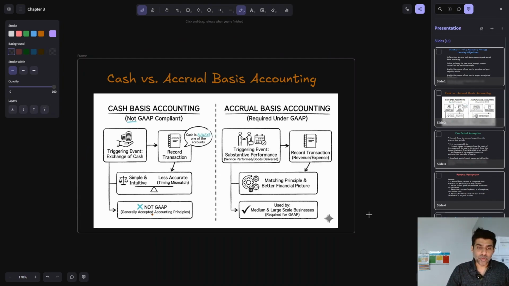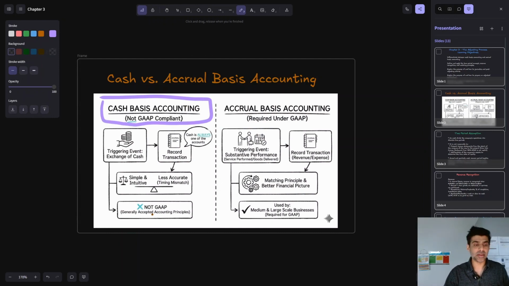Cash basis versus accrual basis accounting. Okay, so the key thing to remember is that cash basis is like an informal way of doing things. It's not in accordance with GAAP, right? We have our accounting standards, this set of rules and principles that a company has to adhere to in order to be speaking the language of US GAAP. If your company chooses to use cash basis accounting, that's not a GAAP compliant way of accounting.